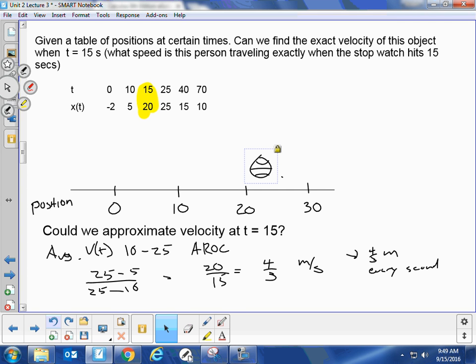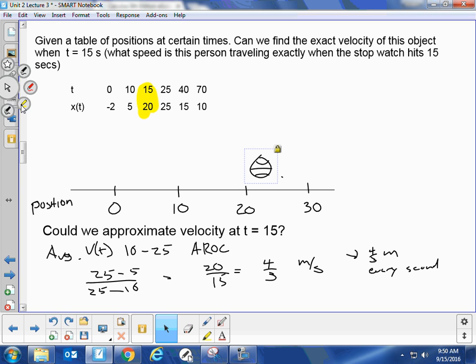Well, what would I need to give myself a better idea of what's going on at the 15th second? What don't I have that I could use to be like, oh, actually 4/3, that's a bad approximation? 10 seconds and 25 seconds, that's just too much of a range. What do I need? I need more values, right? What values could help us understand what's going on right at the 15th second? Like a value where, and where? 15 plus and 15 minus.